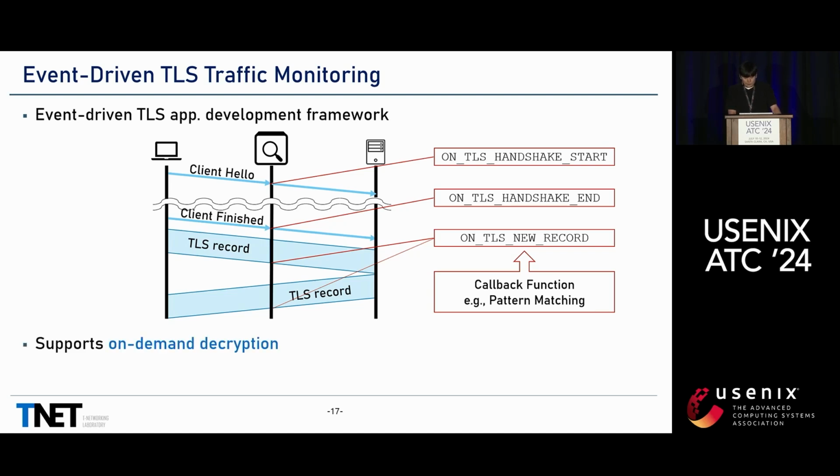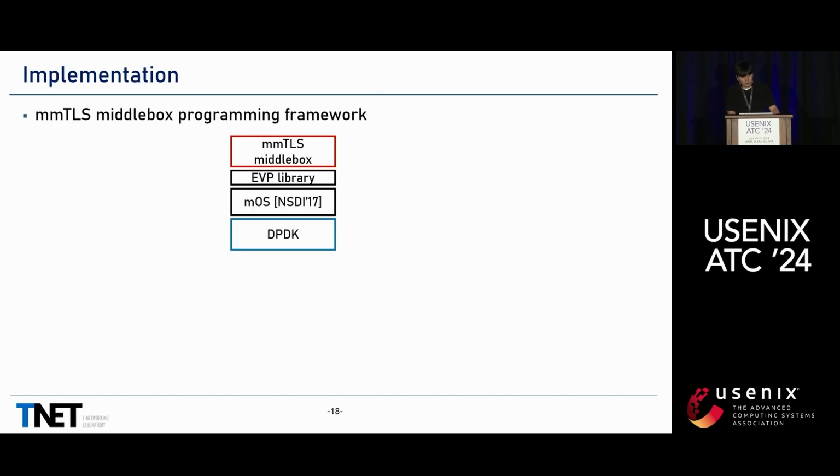In addition, mmTLS supports on-demand decryption. If the application no longer needs to see the plain text for some sessions, it can stop decrypting and monitoring at any time. And since mmTLS is always tracking the TLS sequence number, the application can also resume the decrypting and monitoring at any time. For a simple example, using the on-demand decryption, the application can decrypt and monitor only the first 10 kilobytes of the HTTP response.